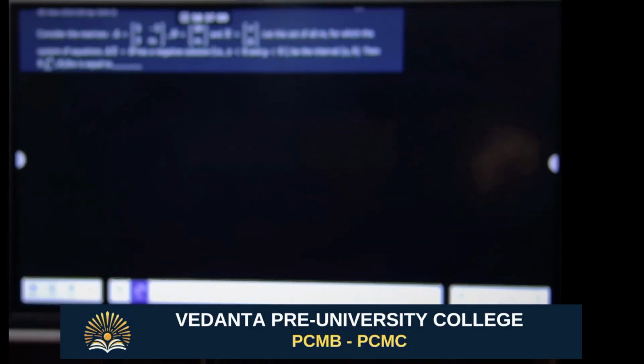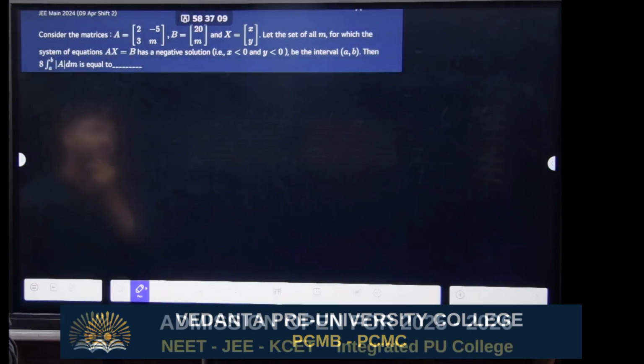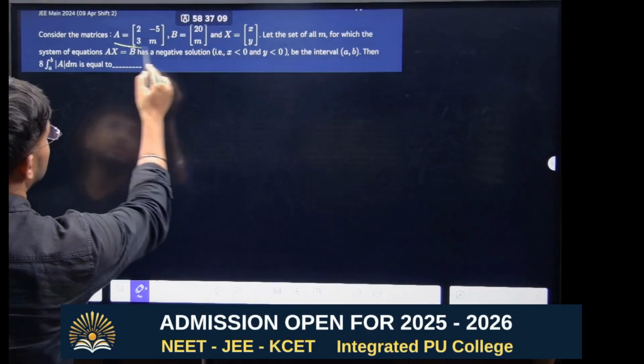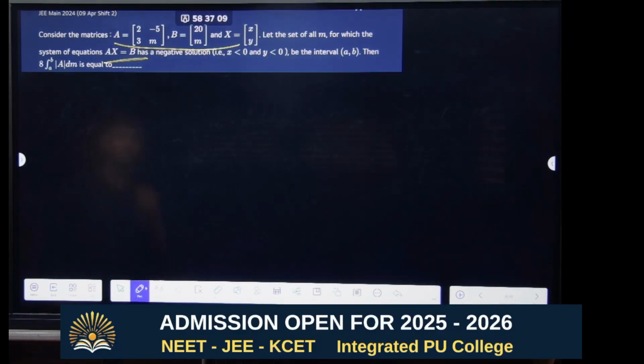Now this is the 2024 question. Let's see. It is given this matrix. This is the question of matrix. It is given that Ax = B has negative solutions, meaning x should be less than 0 and y should be less than 0, for m in the interval a to b. So you have to enter.